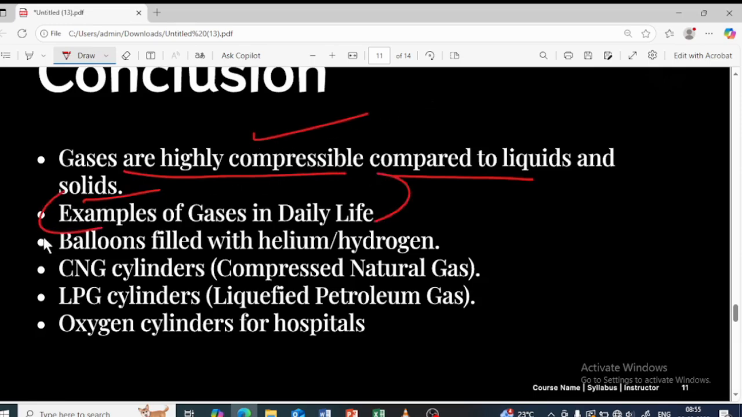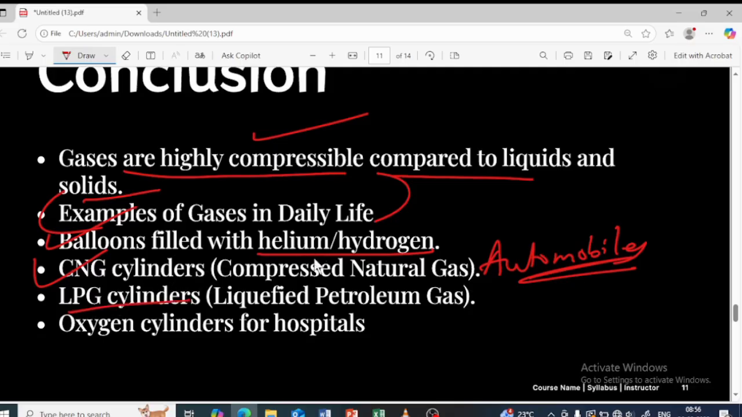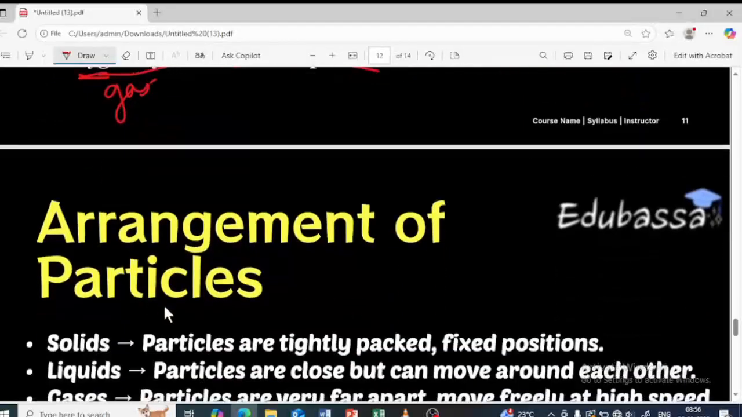Examples of gases in daily life are balloons that are filled with gases, hydrogen, helium gases, right? CNG, that is nothing but compressed natural gas, which is used in automobiles, vehicles. It is of low cost, hence it is used. It has been compressed and filled into cylinders. LPG is liquid petroleum gas that you use for your stove to cook. That is again compressed and kept inside cylinders. And the oxygen cylinders for hospitals, that is also again a gas. So these are the examples in your daily life.